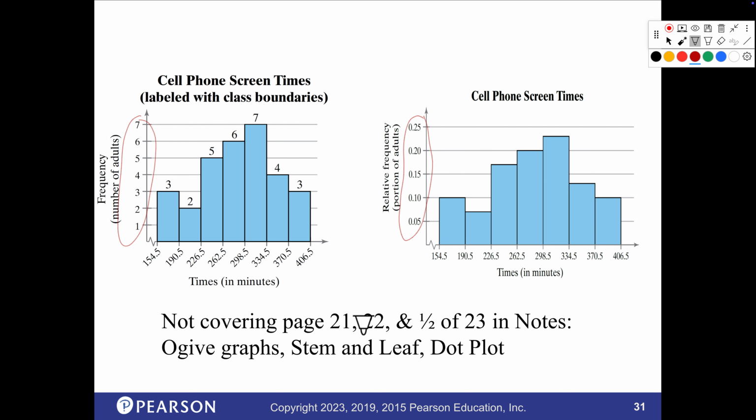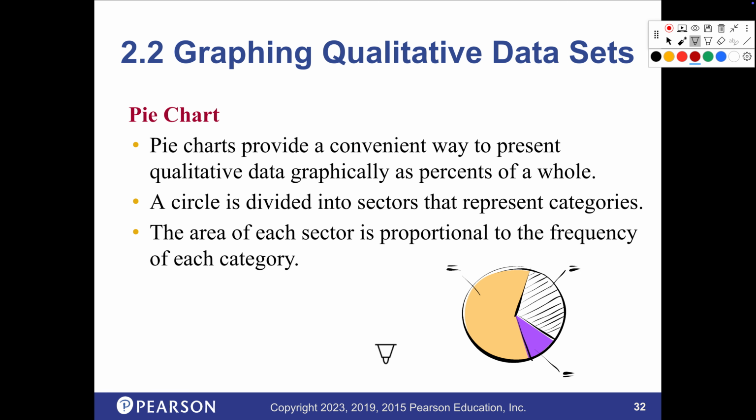And then what we're not going to do, this is from that other class, is OGIV graphs, which are built off of the cumulative. We're not going to do stem and leaf or dot plots. But what we will do are a couple more types of graphs that will be beneficial for qualitative data.